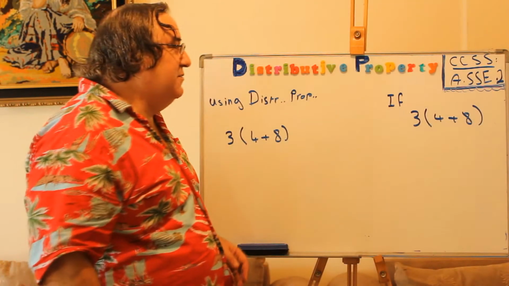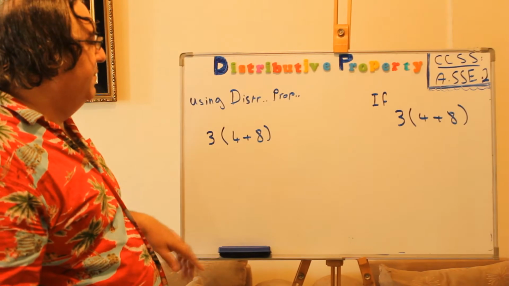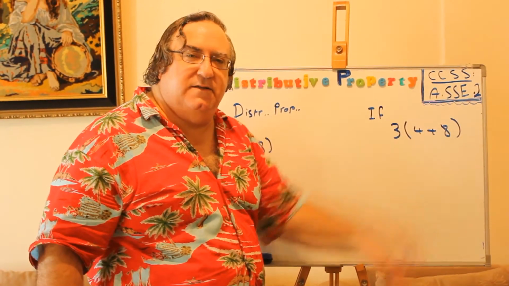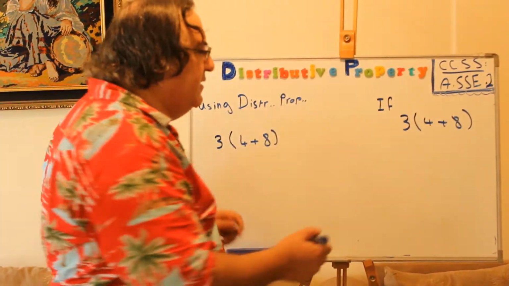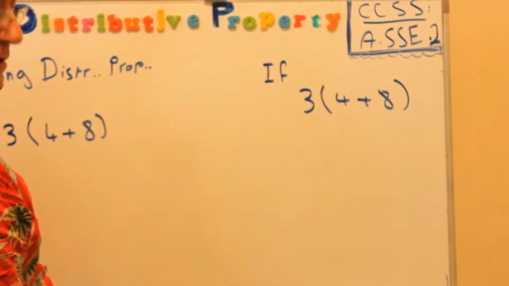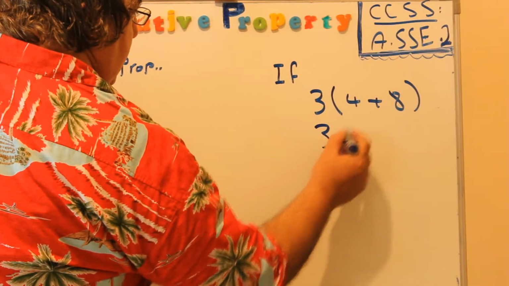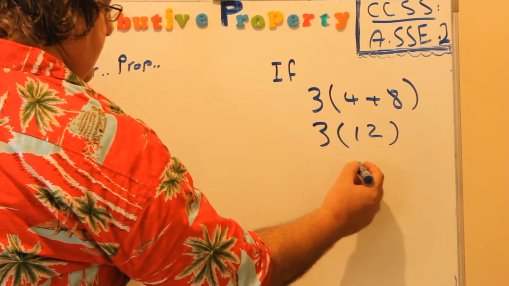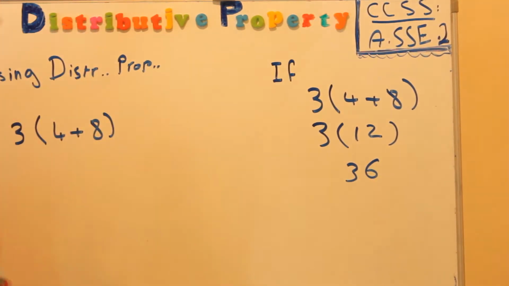Hi again. Now let's go back to our distributive property. Suppose you have this expression, 3 into 4 plus 8. Normally what are you doing? You are adding what's inside the parentheses. You say 4 plus 8 is 12, and 3 times 12 is 36, and you get the answer.